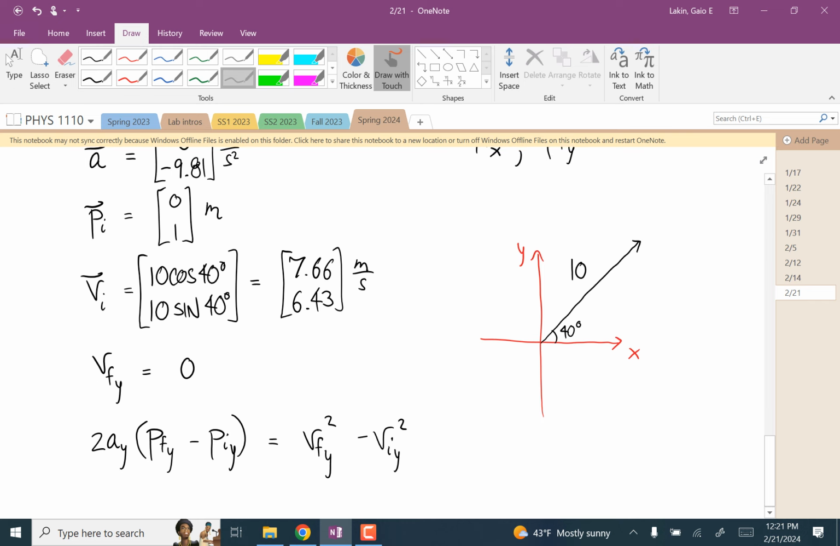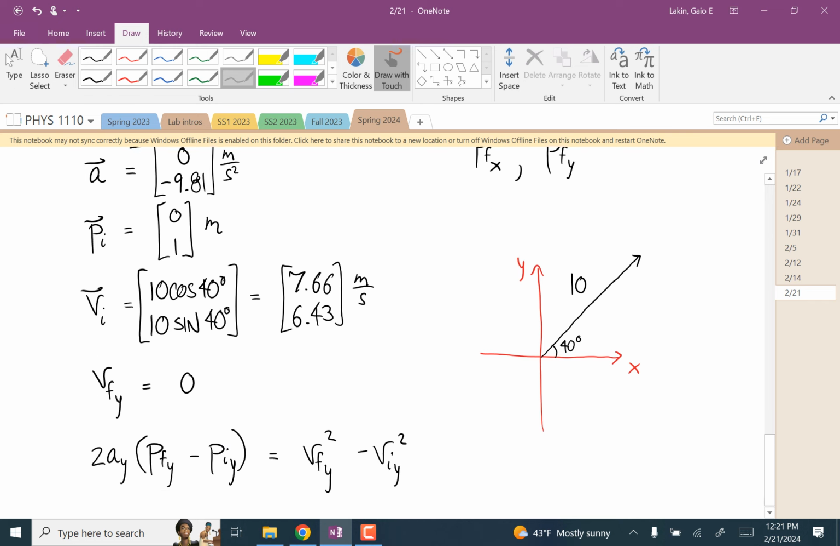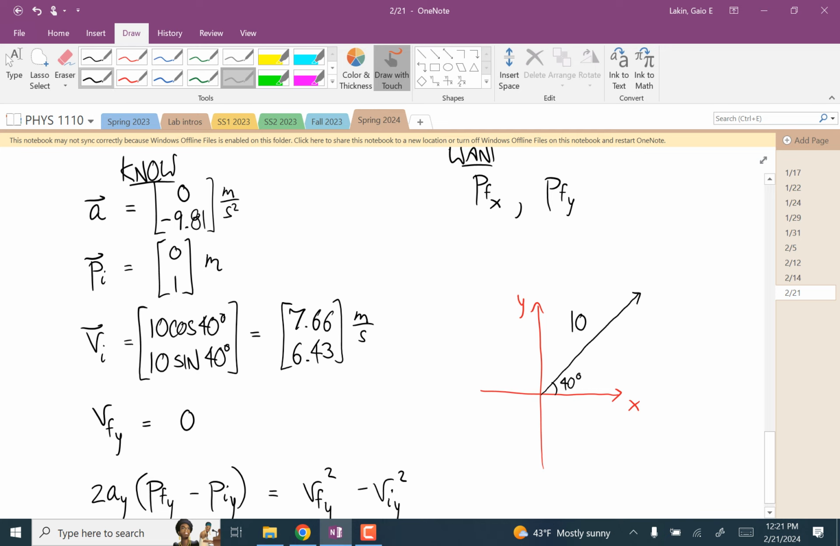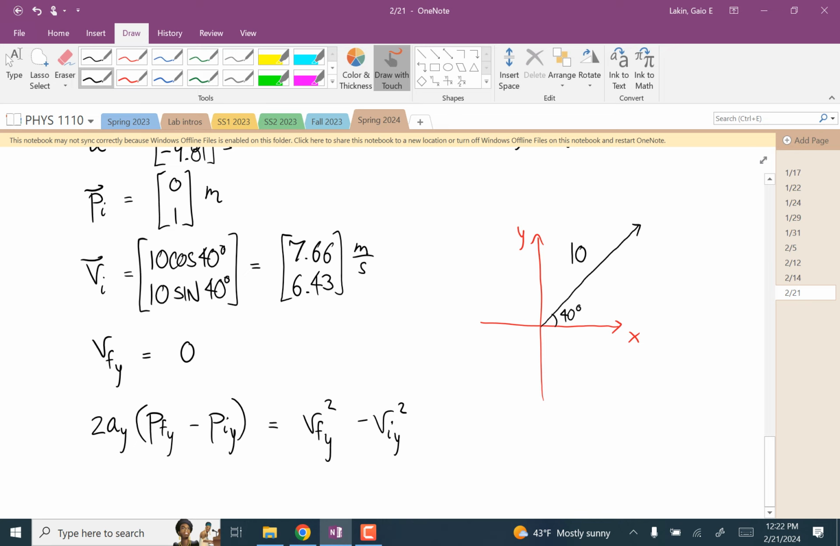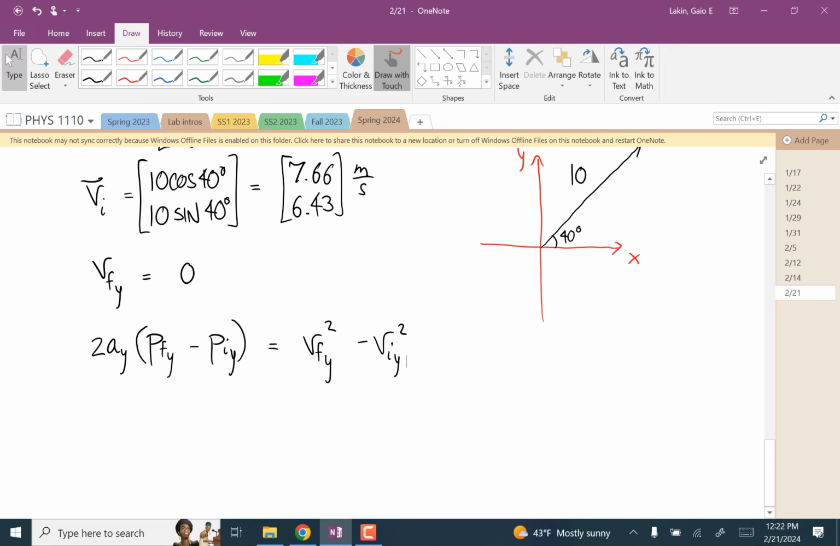You can see that works because PFY is in it, and everything else in it is known. Okay, so we know AY, we know PIY, VFY, VIY. So this one will work.